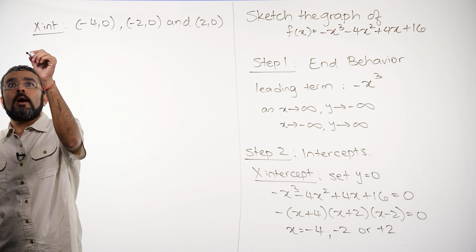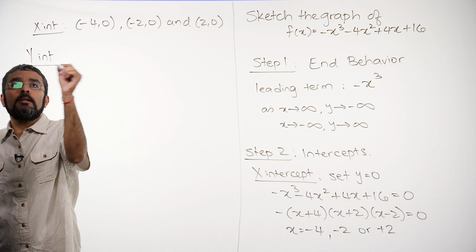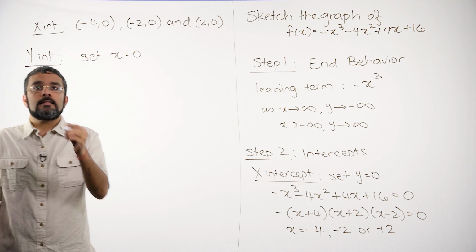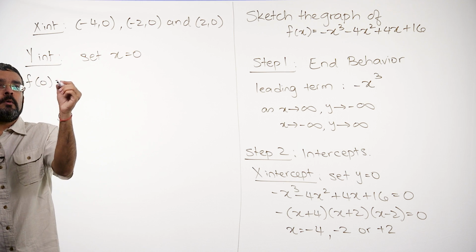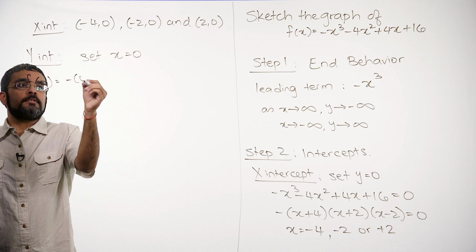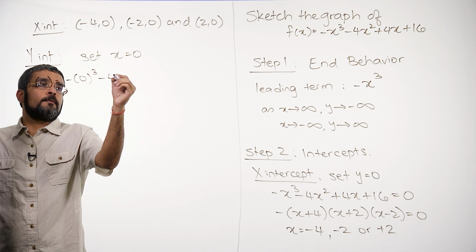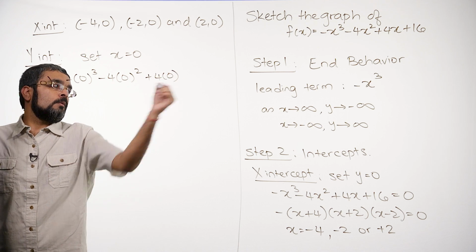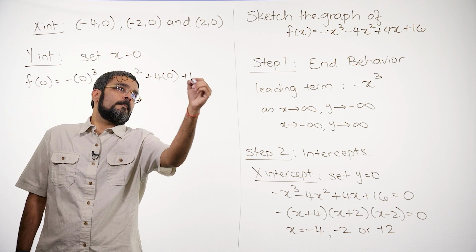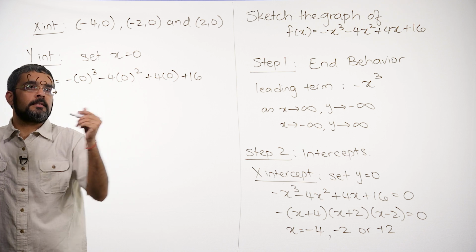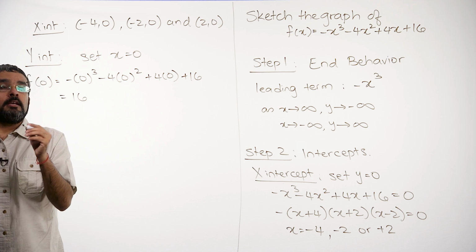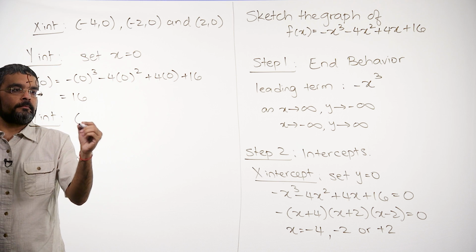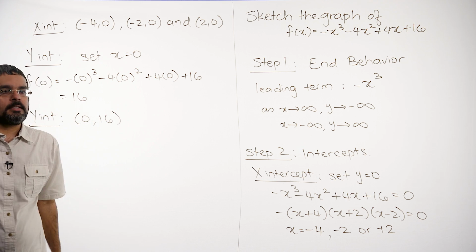How do I find the y-intercept? Well, set x equal to 0. So in that case, f of 0 equals negative 0 cubed minus 4 times 0 squared plus 4 times 0 plus 16. Everything here is 0 except the 16, so that's going to be 16. So my y-intercept is (0, 16).